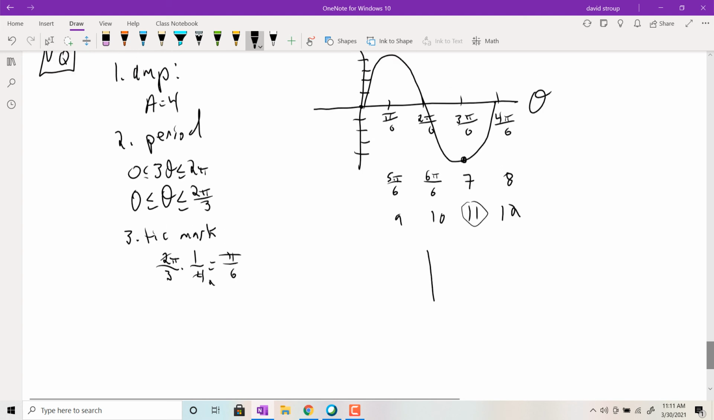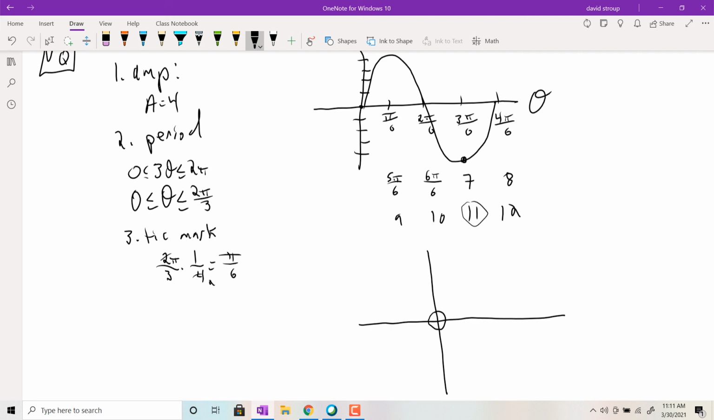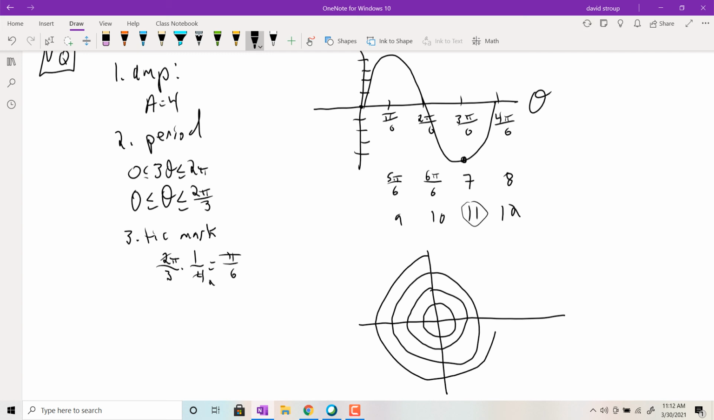So I'm going to need about 4 circles. I made them way too small. Give me the eraser, please. Sorry about that. Let's make them a little bigger, right? Now they'll be too big. 2, 3, 4. Okay. I'm going to put some angle lines in there, so I'm going to go by pi over 6s.